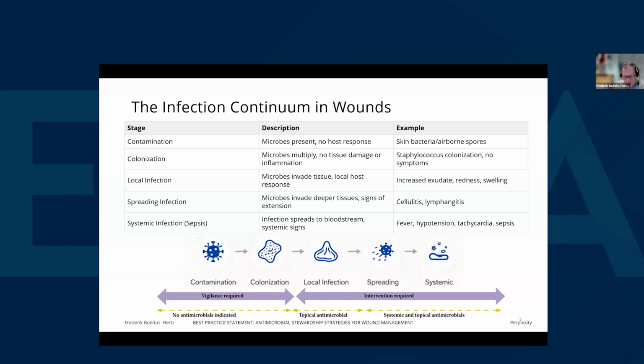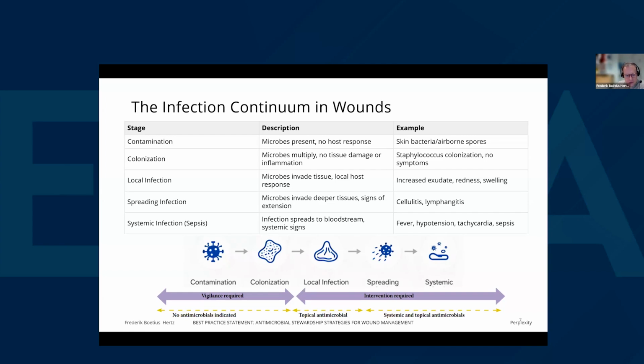And of course, for local infection, for spreading of infections and for systemic infection, you need to intervene and use antibiotics. But we would, of course, say do not use antibiotics when you are in the contamination or colonization state, and use antibiotics when you are in the infection state. But of course, if it's only a local infection, perhaps topical antimicrobials or antiseptics will be the way to go before you go into the use of systemic antimicrobials.